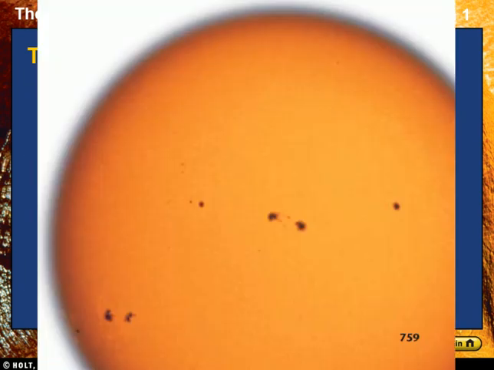A photo of the Sun's photosphere is shown on the screen here. The dark spots here are cool areas of about 3,800 degrees Celsius and are called sunspots.